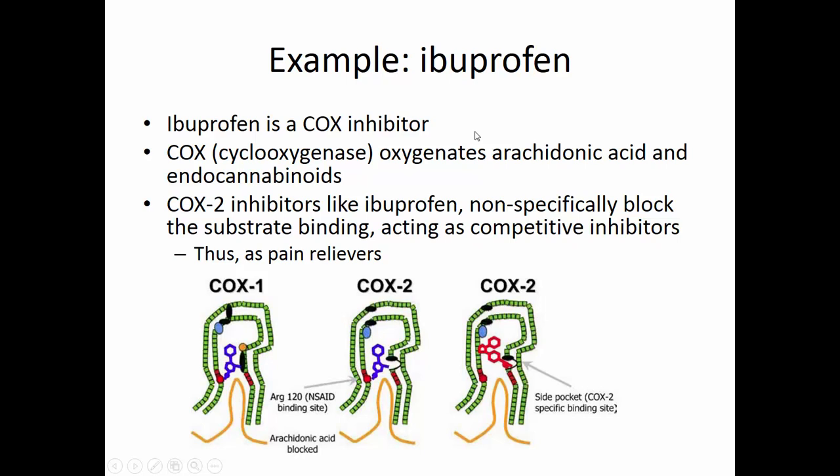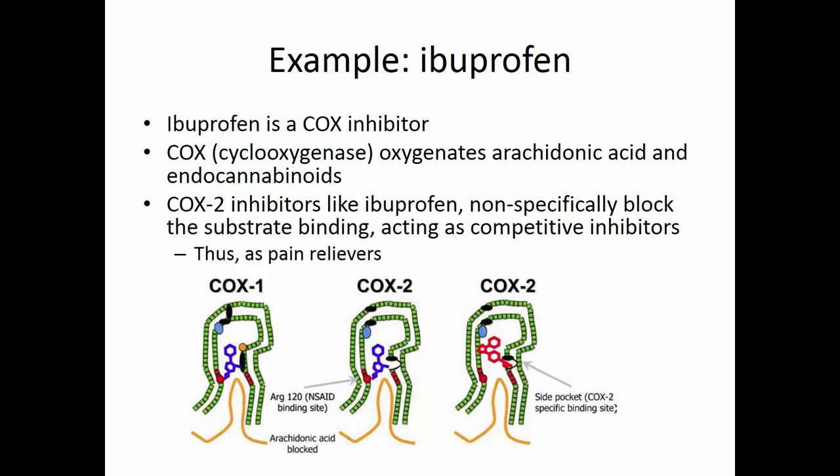Another example is ibuprofen. Ibuprofen is a COX inhibitor. COX is cyclooxygenase, which oxygenates arachidonic acid and endocannabinoids, and it basically acts as a pain reliever.